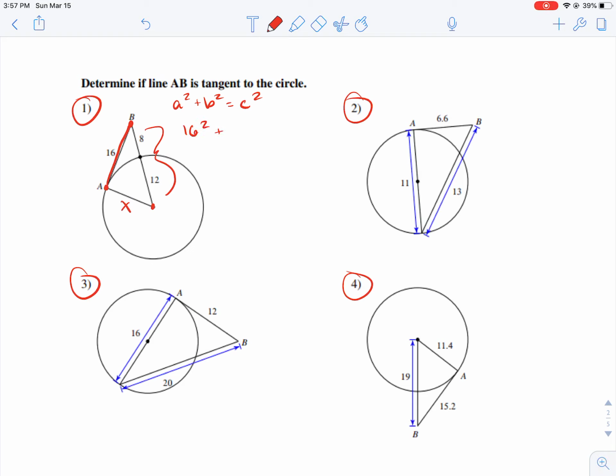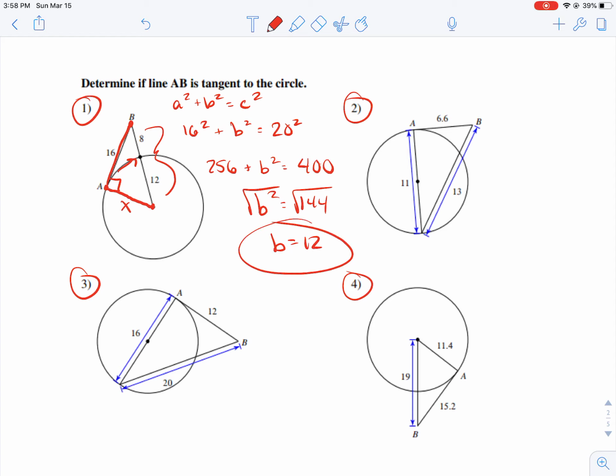So we've got 16 squared plus b squared is equal to 20 squared, because don't forget, your hypotenuse is always located directly across from your right angle. So 16 squared is 256, plus b squared is equal to 400, which is 20 squared. So 400 minus 256, you get b squared is equal to 144. Take the square root, b is equal to 12. So that's what you're trying to make sure of.